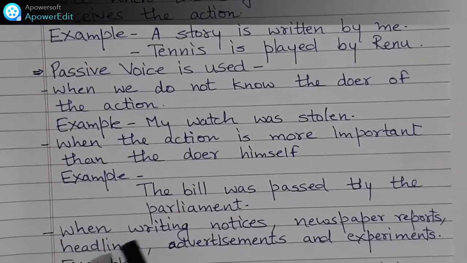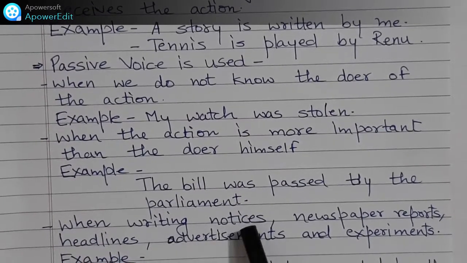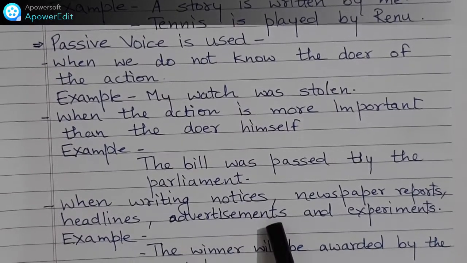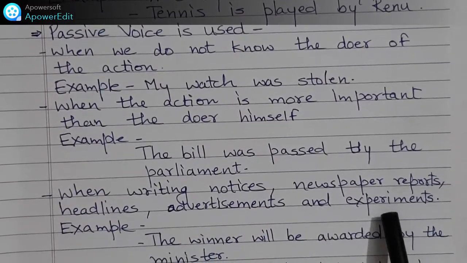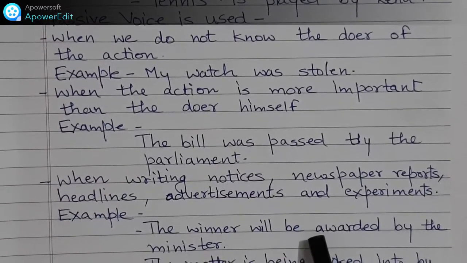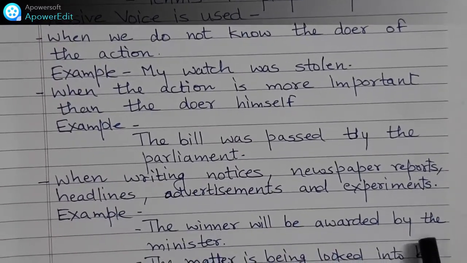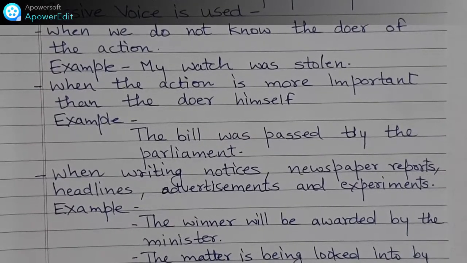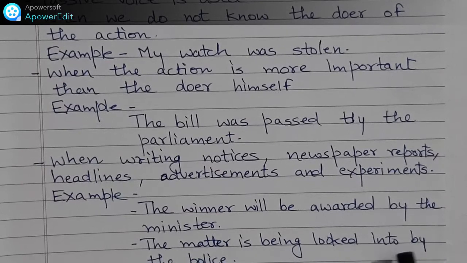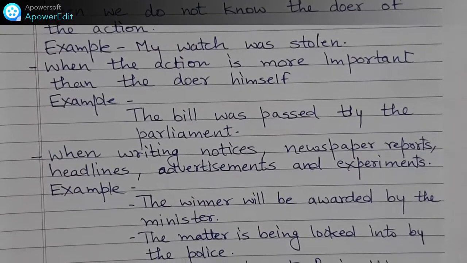Number 3, when we write notices, newspaper reports, headlines, advertisements, and experiments. For example, the winner will be awarded by the minister. The matter is being looked into by the police.